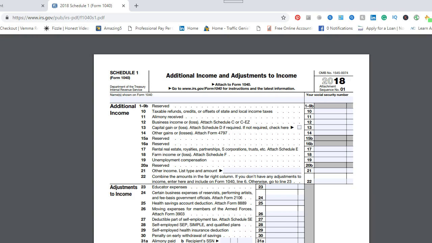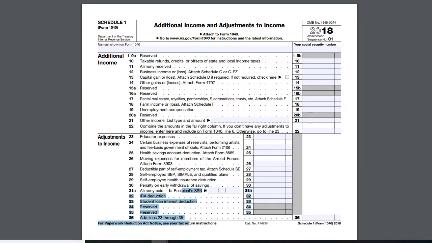And then the next column is 17. The next column is adjusted gross adjustments to income. So that's the next column that we're dealing with. Line 23 is educator expense. So teachers and professors who pay for certain expenses out of pocket that don't get reimbursed can write up to $250 off on that.